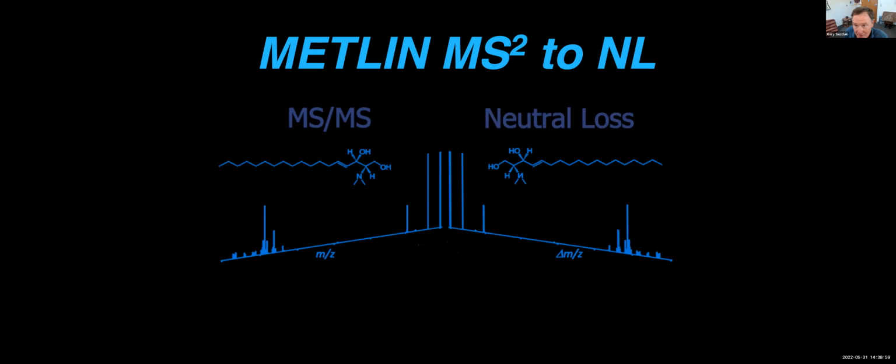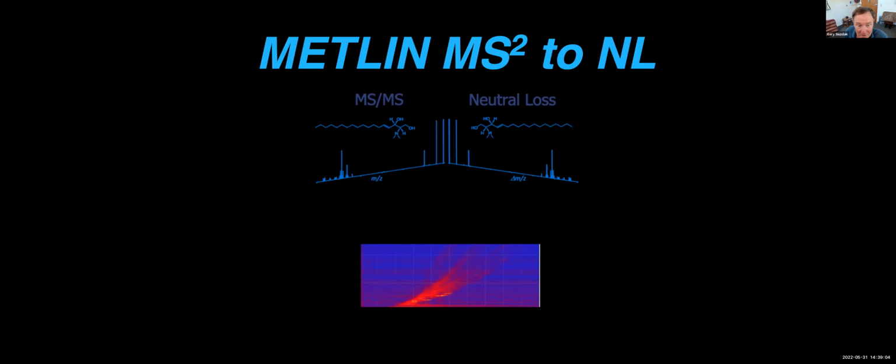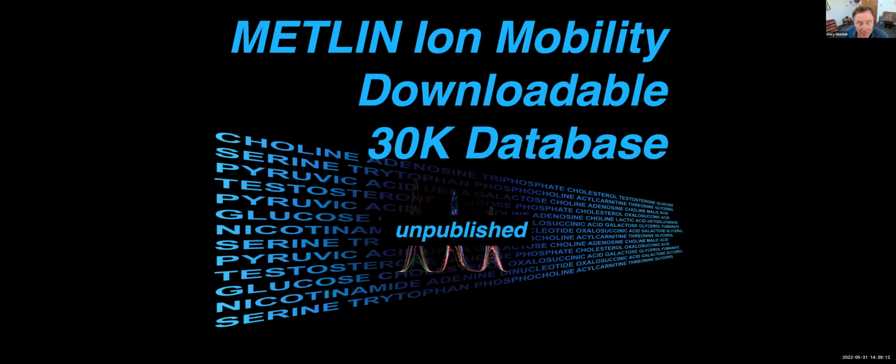And the last download is related to this last picture, which is an ion mobility spectrum. What we've been doing recently has been generating ion mobility data, and we have just shy of 30,000 molecules right now in the database. It's about 29,500 or so, and we're currently converting the ion mobility data into CCS values, and we're going to make that downloadable as well. This is unpublished.